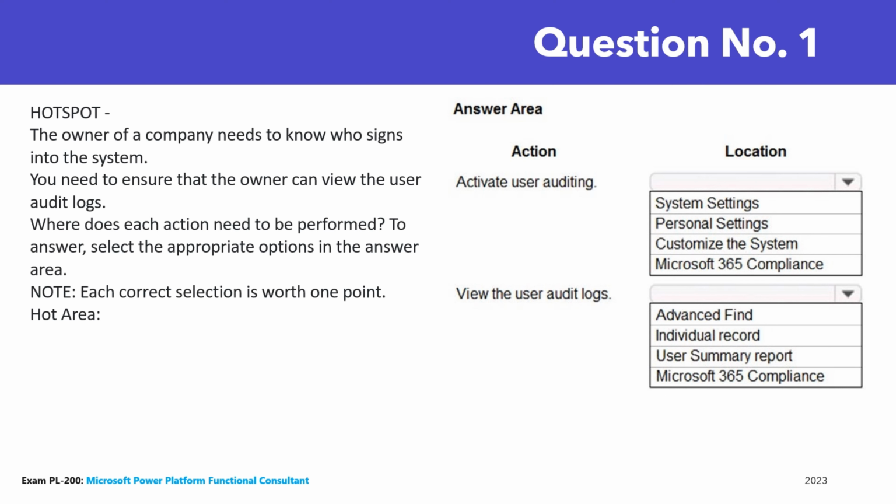The owner of a company needs to know who signs into the system. You need to ensure that the owner can view the user audit logs. Where does each action need to be performed? To answer, select the appropriate options in the answer area. Note, each correct selection is worth 1 point.